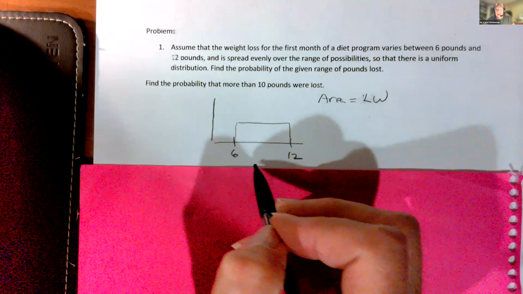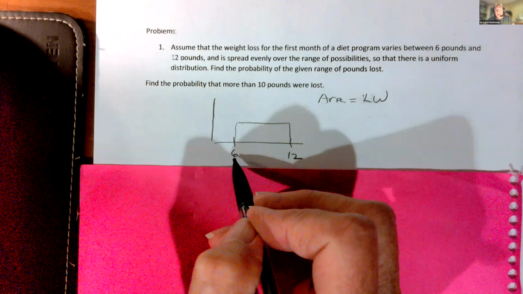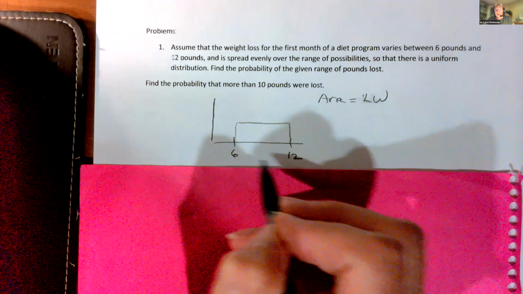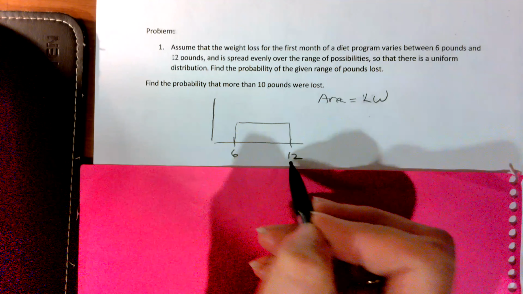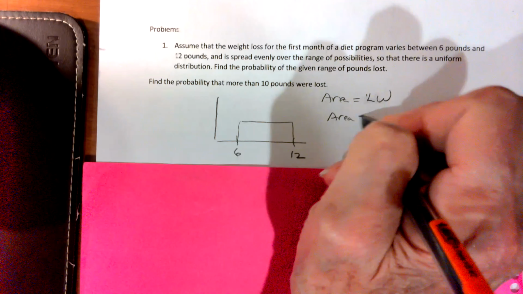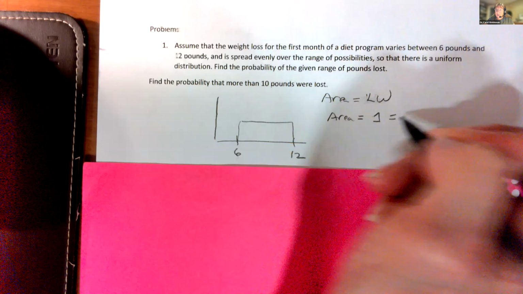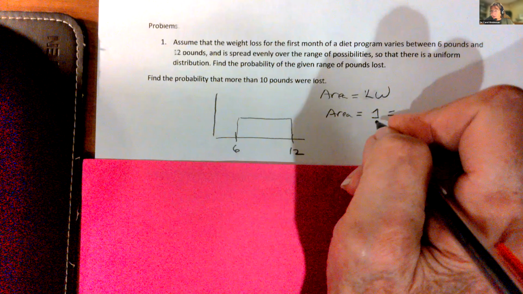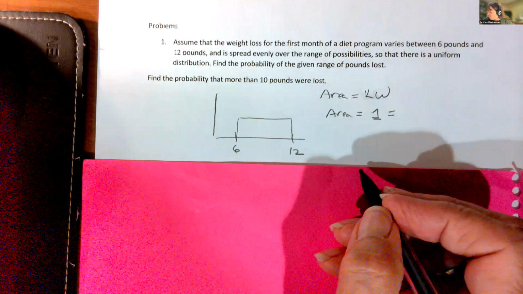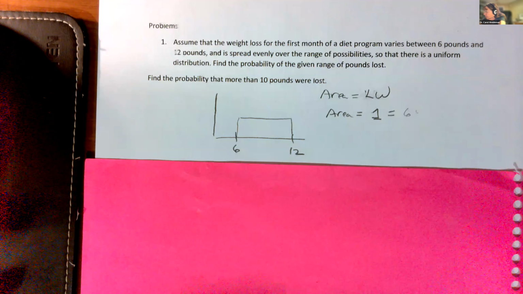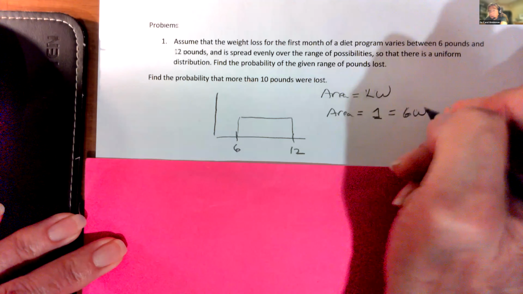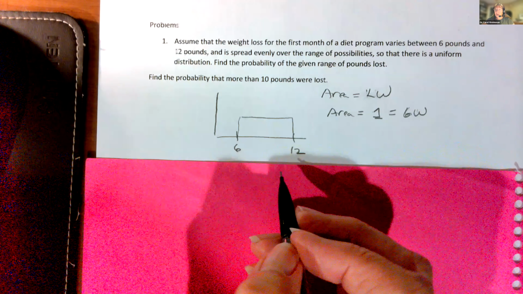Okay, so what's the length of this along the x-axis? How many pounds do we have to go to get from here to here? How many pounds is that? 6. 6, right? Okay. Now, I know the area has to equal 1, don't I? I just told you that. The area in that rectangle has to equal 1. So I know that the length is 6. So what I need to know is, what does the width have to be in order for this area to be equal to 1? So I have an equation here.